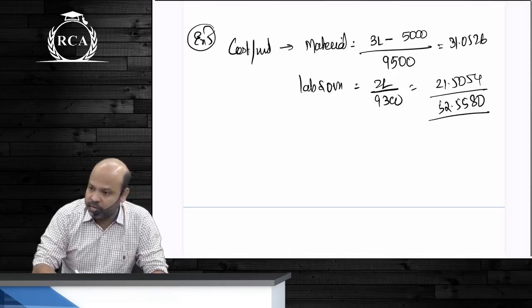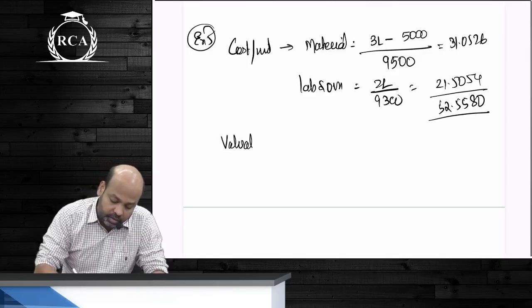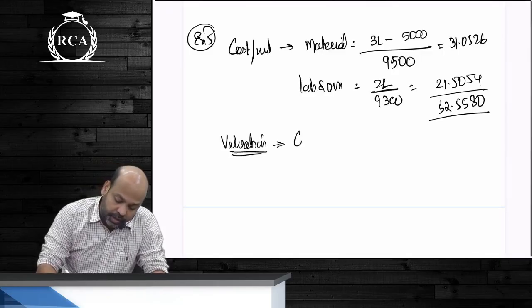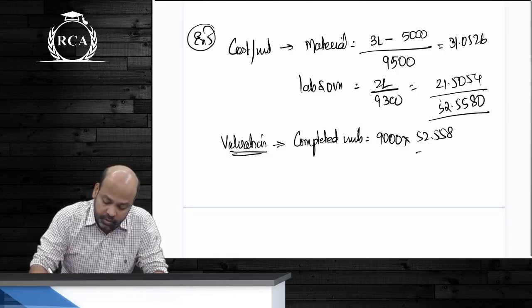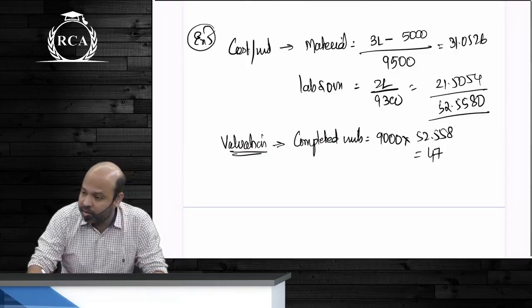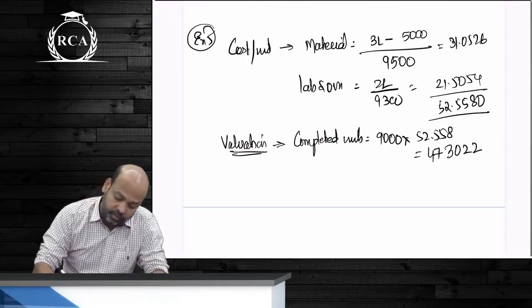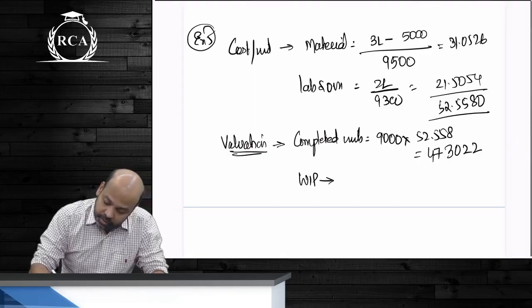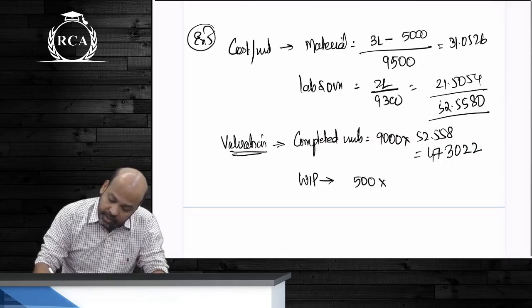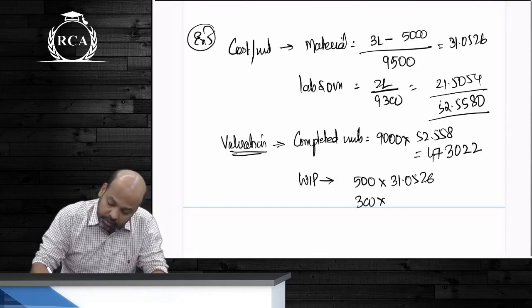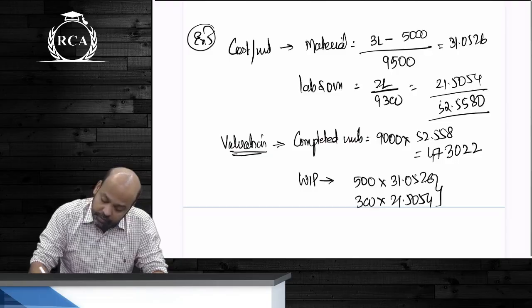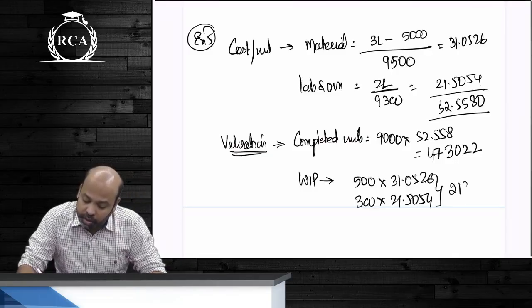Is everyone done with this? Do the valuation. What will be the value of completed units? 9,000 units into 52.558. Work in progress valuation would be: for material, 500 units multiplied by 31.0526, and for labor and overheads, 300 units multiplied by 21.5054. You should get 21,978.